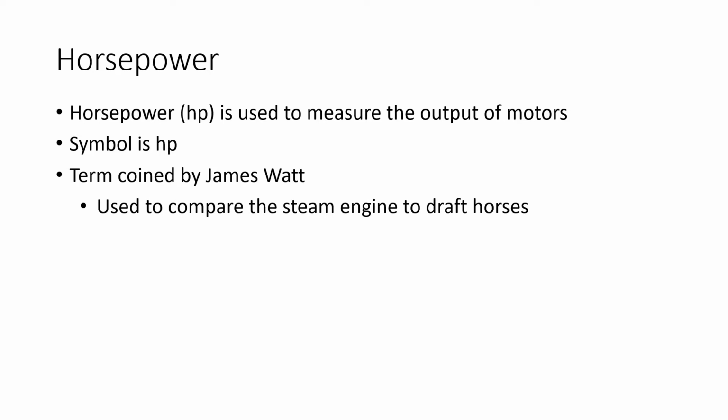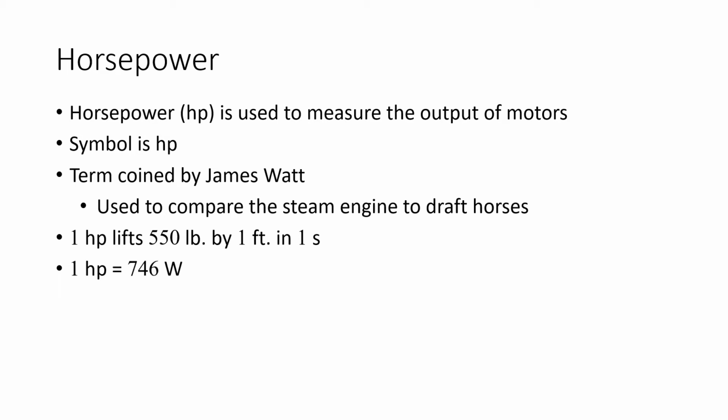James Watt defined 1 horsepower as the amount of work done by a standard size horse in 4 hours. Now, he quantified this to say that 1 horsepower is the amount of power required to lift 550 pounds by 1 foot in 1 second. For us, we will make an equation or equality that 1 horsepower equals 746 watts.